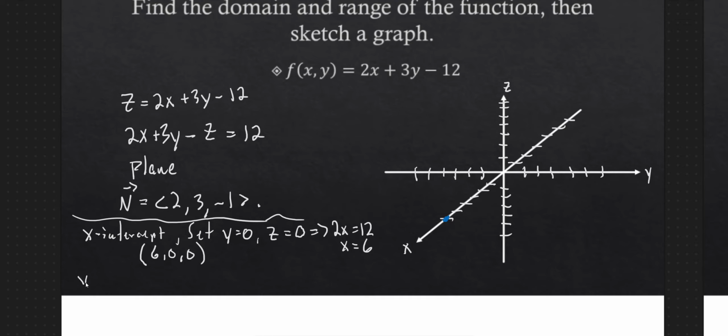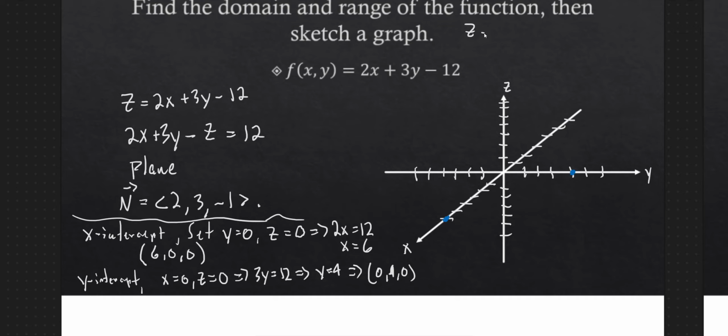Let's do a y-intercept. So that'll be when x is equal to 0 and z is equal to 0, right? The y-axis has coordinates that look like 0, y, 0. And that will give me 3y equals 12 when I go to my equation. And so that gives me y equal 4. And so that gives me the point 0, 4, 0. And I'll go ahead and mark that point. So that's right here.